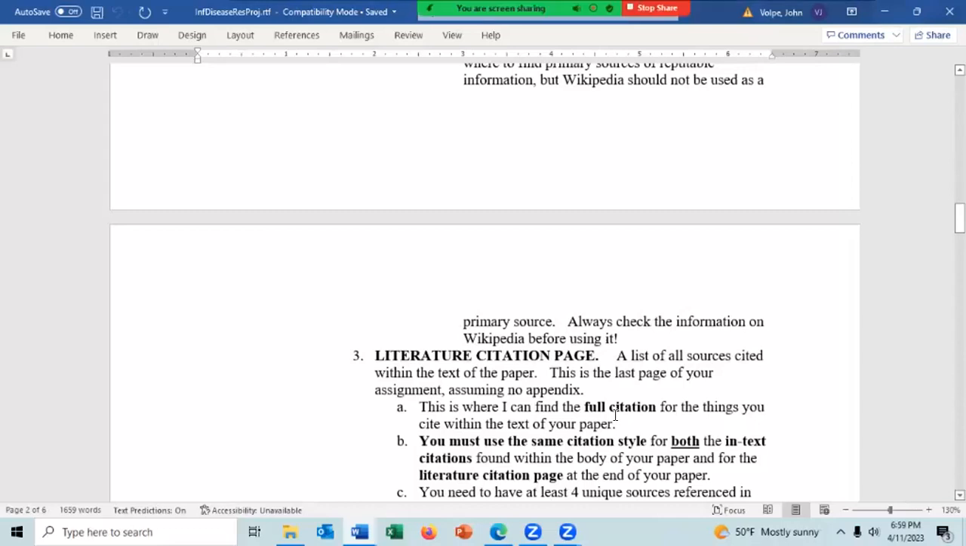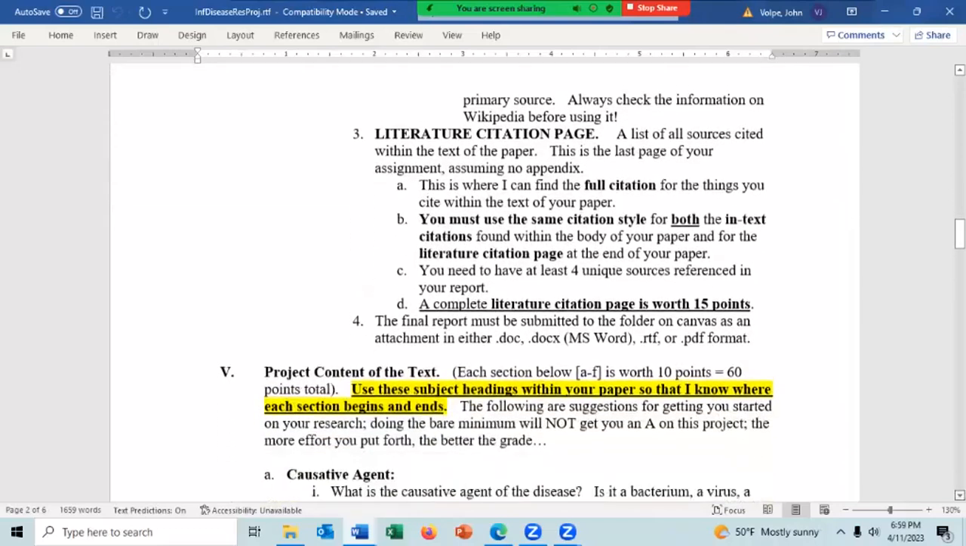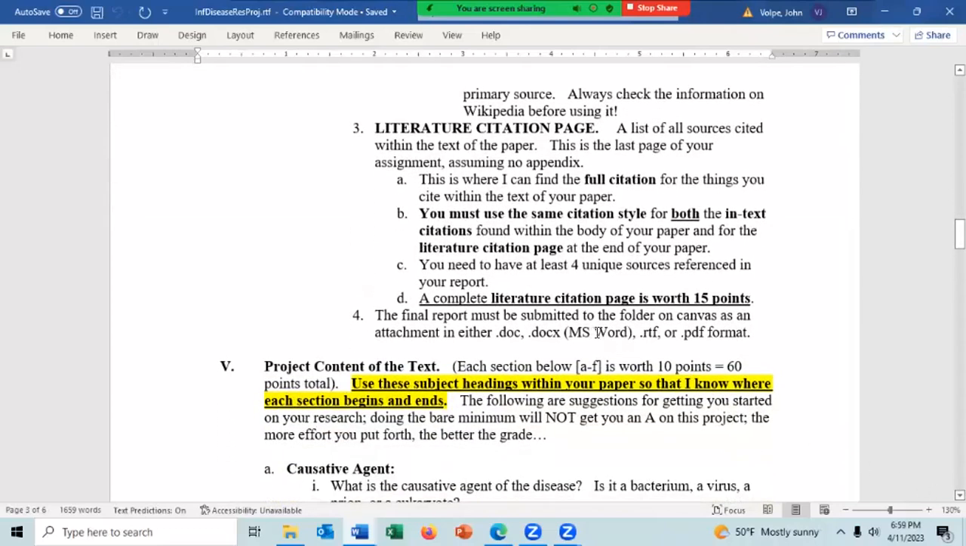You must have a literature citation page after your report, which is the formal references, where you list all of your in-text citations. However, you put the full citation in the full citation form. Is that clear? At least 4 of the full citations must be unique sources that are referenced in your report, meaning peer reviewed.